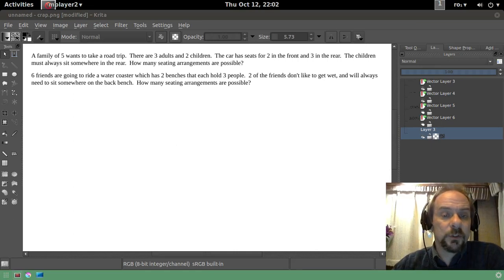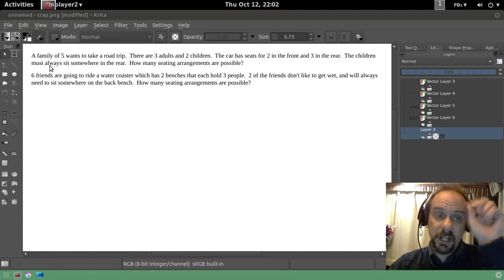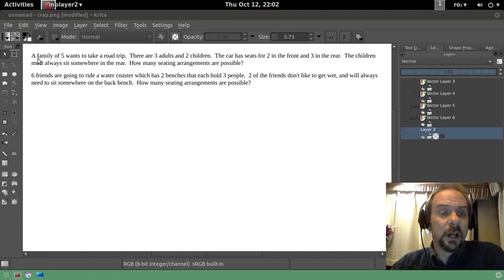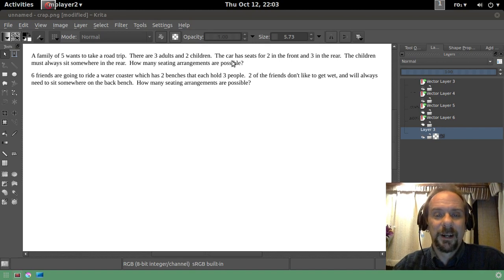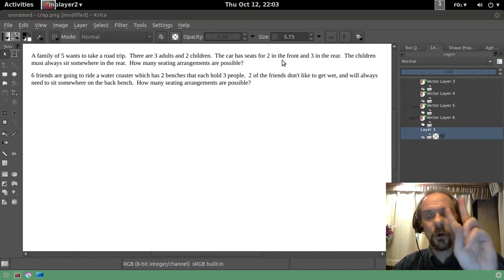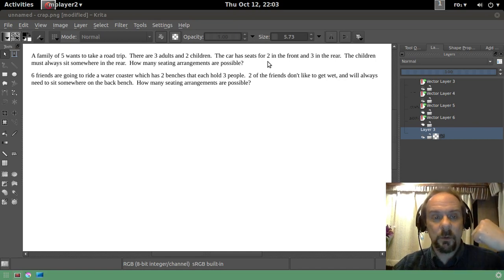Okay, so I told you I'd get back to you on this, the two questions from earlier today. First one, a family of five wants to take a road trip. There are three adults, two children. The car has seats for two in the front, three in the rear. The children must always sit somewhere in the rear. How many seating arrangements are possible?